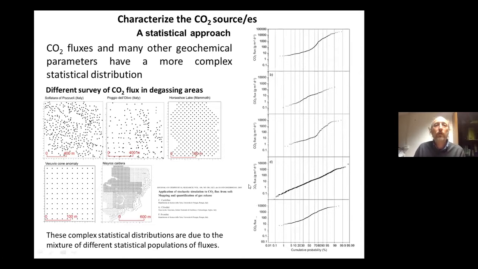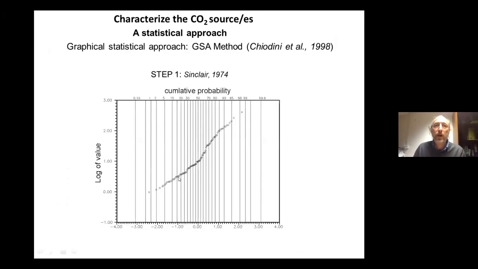So what we want to do is try to decompose this complex distribution and to define the different statistical populations that contribute to it. This is, I think, an easy case.